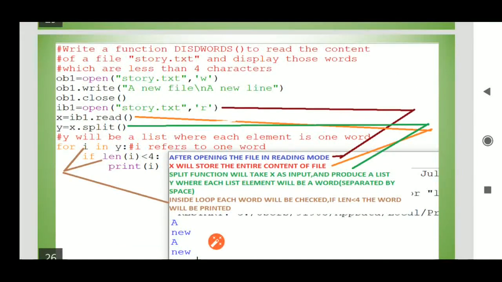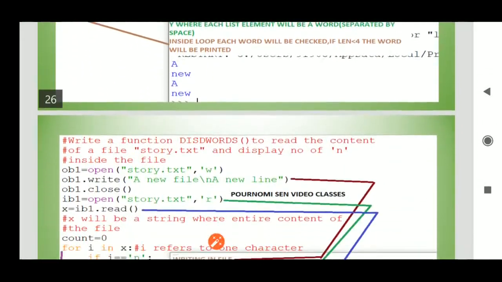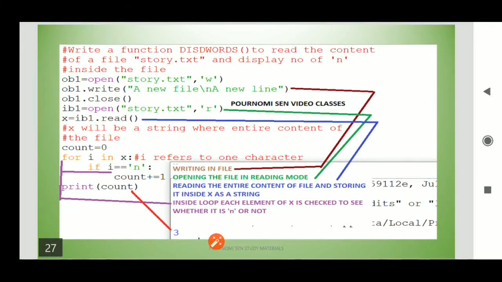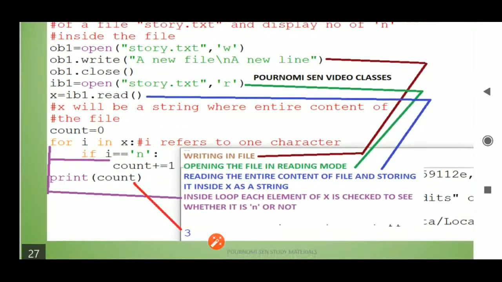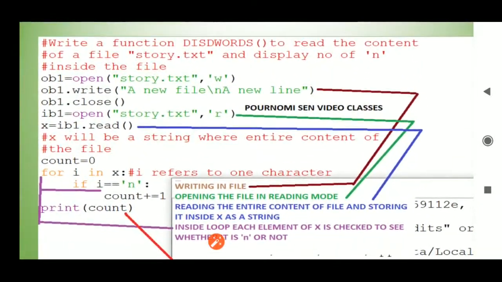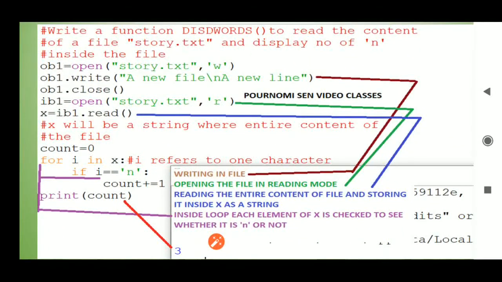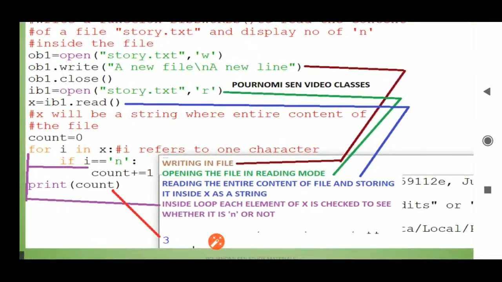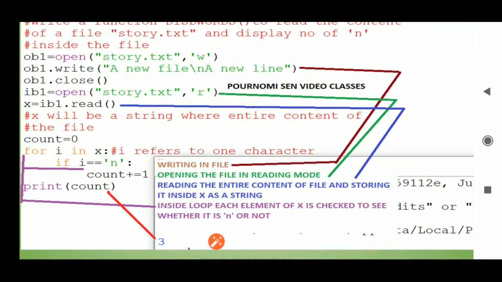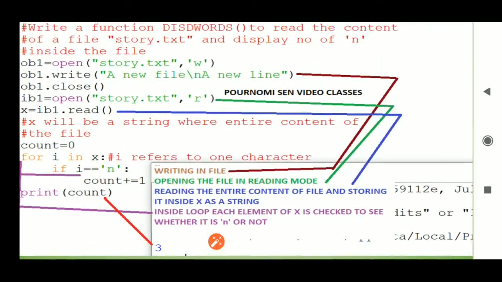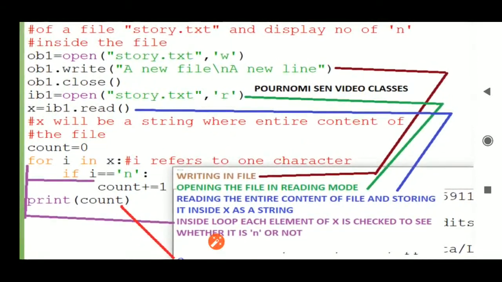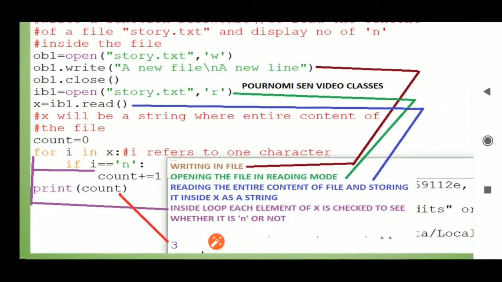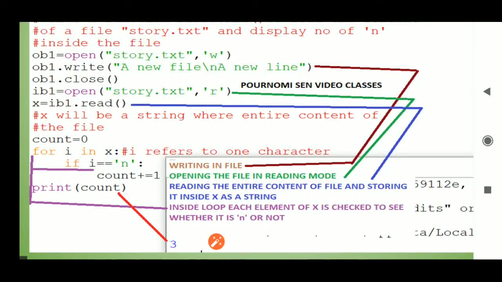So we will be solving another additional question, because this is also a very frequently asked kind of question. What is that? Let's see. Write a function dispwords to read the content of a file story.txt and display the number of n inside the file. Please read the question carefully. You have to read the entire content of story.txt and display the number of n.